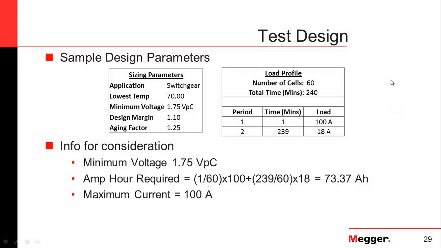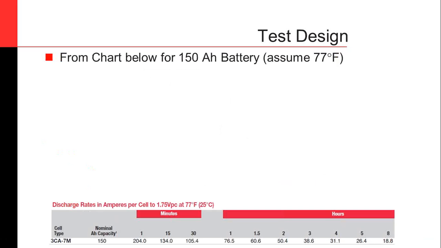I also have my maximum current. I'll need that for a particular test. I have my total time duration of 4 hours, and then I also have my aging factor of 1.25. So for this particular test, we made the assumption based on the design that we determined a 150 amp hour battery would be sufficient for my needs.